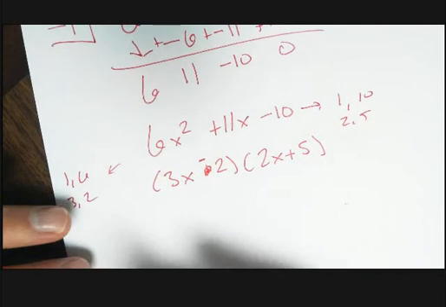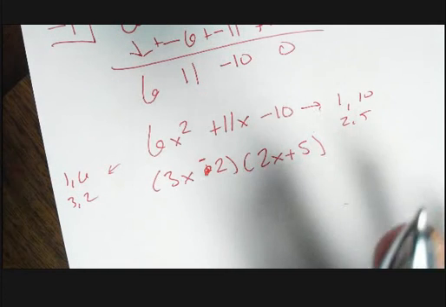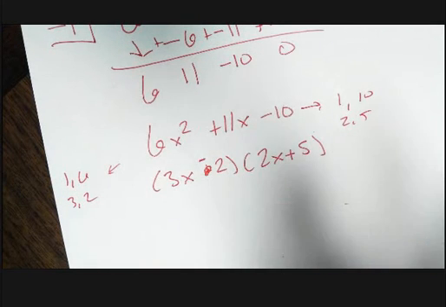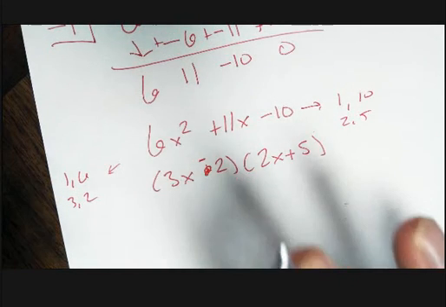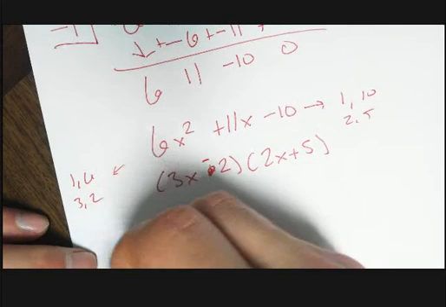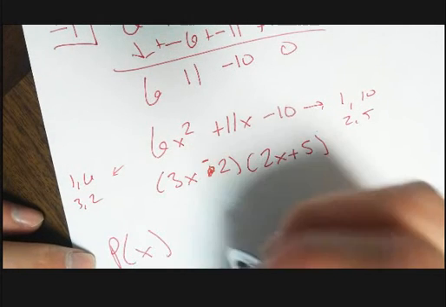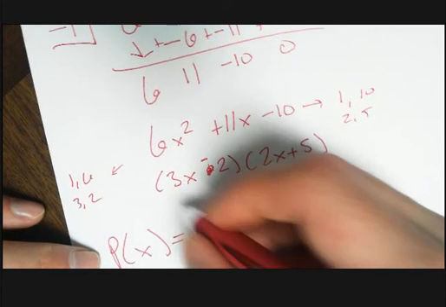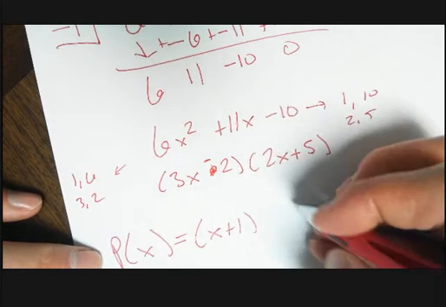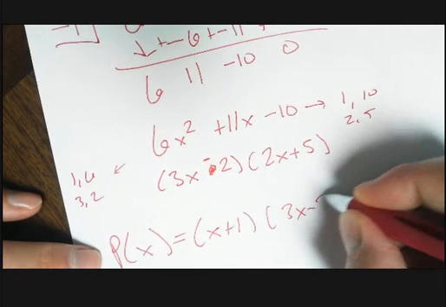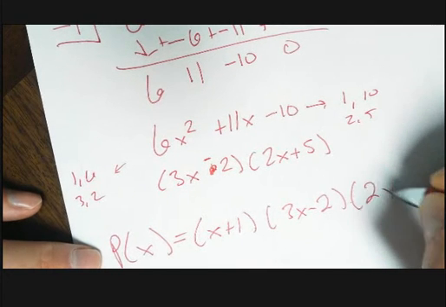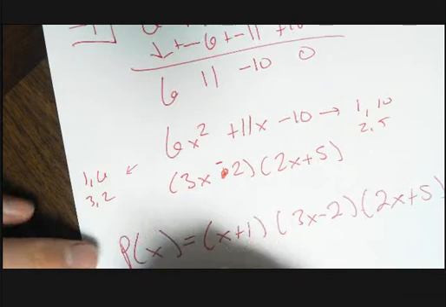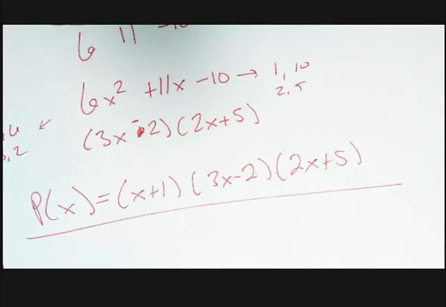So now we're done. It doesn't tell us to state the zeros. It just says to factor the equation as a product of linear terms or irreducible quadratics. So we know the first one's x plus 1. The second one is 3x minus 2. And that third one is 2x plus 5. And then I'm finished. Okay. And that's how you complete this test. And that's how you do every single problem.